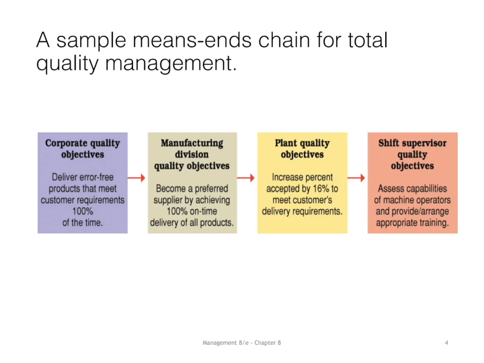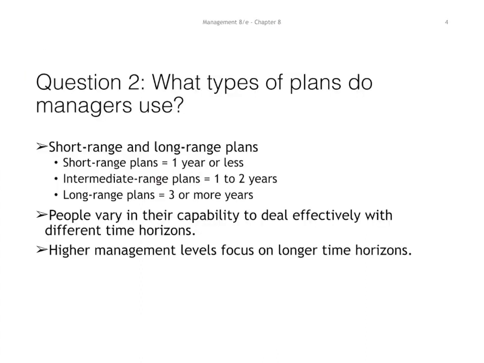You can see this. Every department has a quality objective. That means total quality management. Okay. We're talking about types of plan.